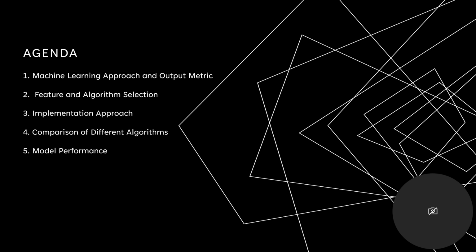The agenda is to identify the machine learning approaches and the output metric for this particular assignment. Second is the feature and algorithm selection. Then we'll be going through the implementation approach. Fourth is the comparison of different algorithms. And fifth, last, is the model performance that we'll evaluate.